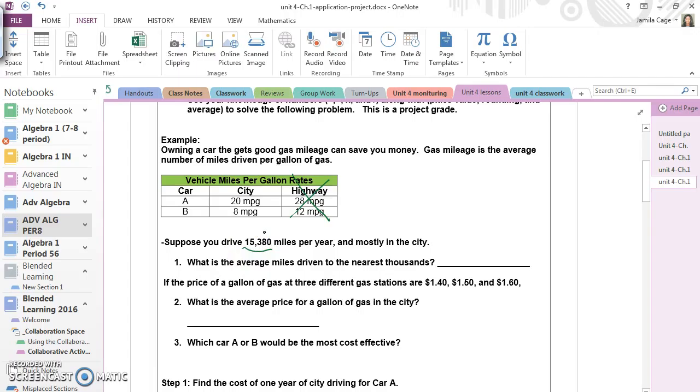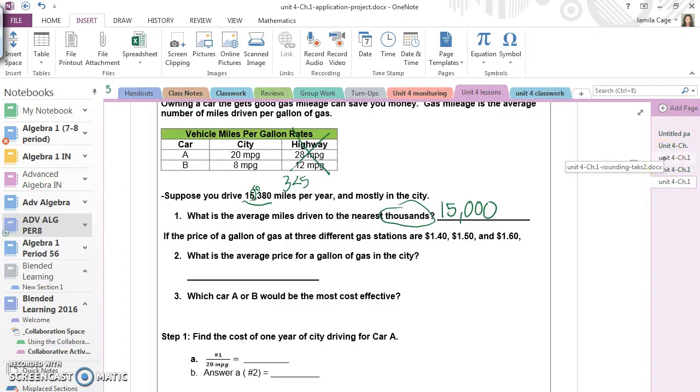15,380 miles, recall how to round. We want to round to the nearest thousands. So you need to find the number in the thousands place, which is the 5. Okay, the number to the right is a 3. Because 3 is less than 5, we round down. So we keep it and everything to the right turns to zeros. So 15,000. So the average miles driven to the nearest thousands is 15,000 miles.